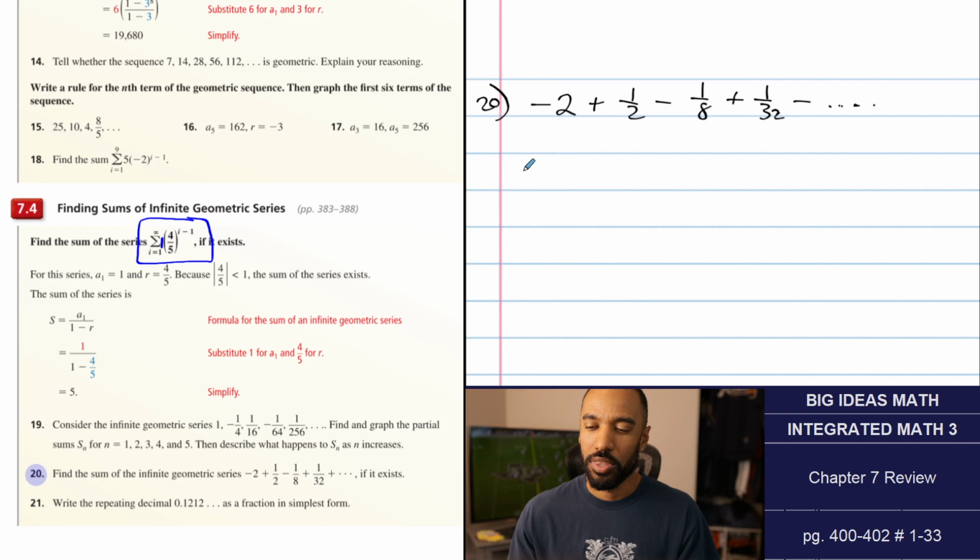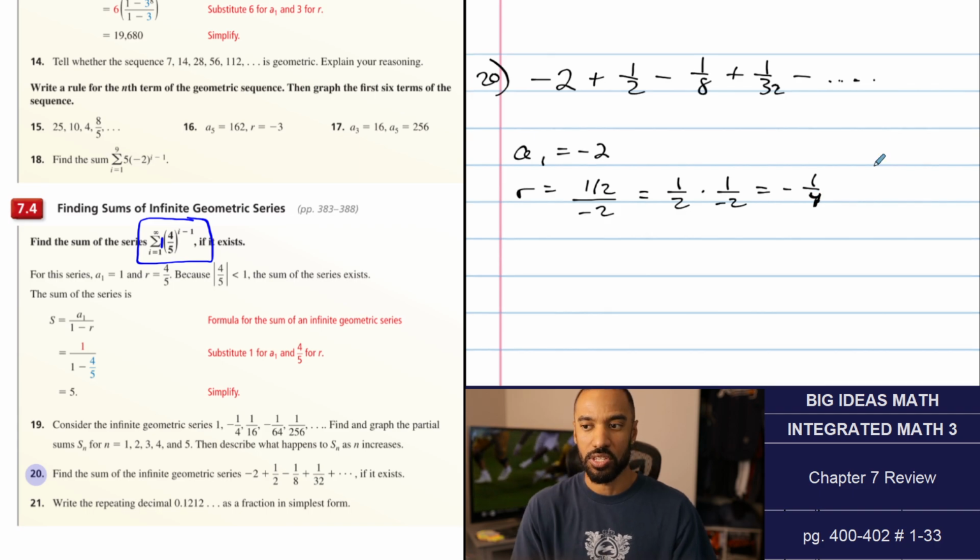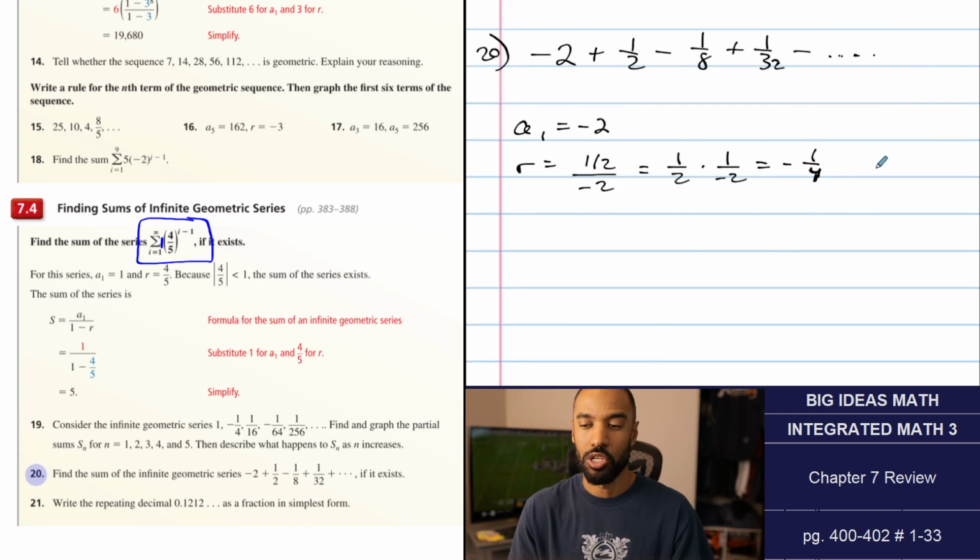Okay, so the first term is -2, and the common ratio is, what are we multiplying -2 by to get 1/2, for example? We have to do 1/2 over -2 to figure that out, which is 1/2 times 1 over -2, which is -1/4. Because the absolute value of -1/4 is less than 1, this is a converging series, so we can use the formula.